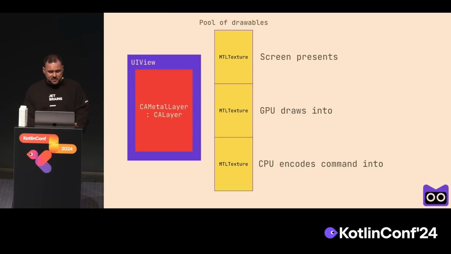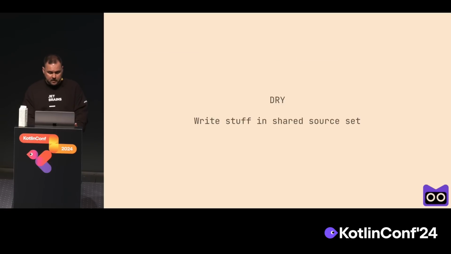What followed after this discovery is quite an interesting takeaway about the don't repeat yourself principle. It seems like a really nice piece of advice, and we kept a lot of our code in the shared source set. Basically, we started with desktop, and when we started to work on iOS, we basically just started to add iOS parts in there.